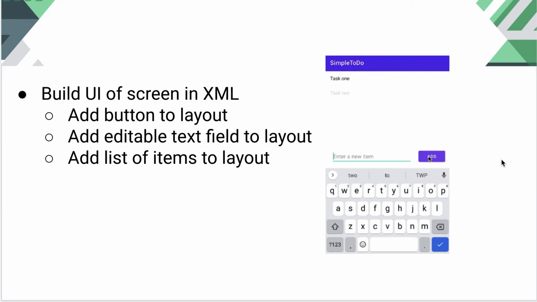So in this video, we're going to focus on how to build out this whole screen of UI inside our XML file. We're going to be adding a button to our layout, adding an editable text field to our layout, and then finally adding that list of items to our layout that we can then start working off with. Alright, so now let's go inside Android Studio and start building out our first screen.